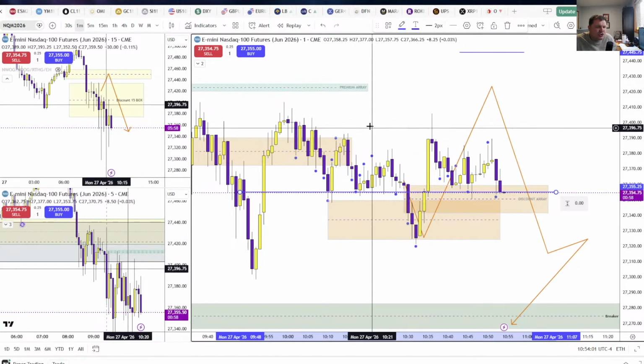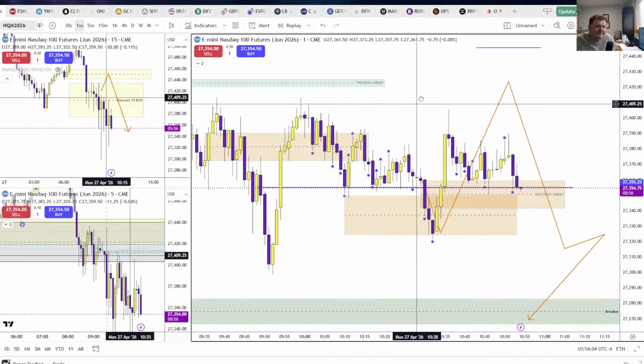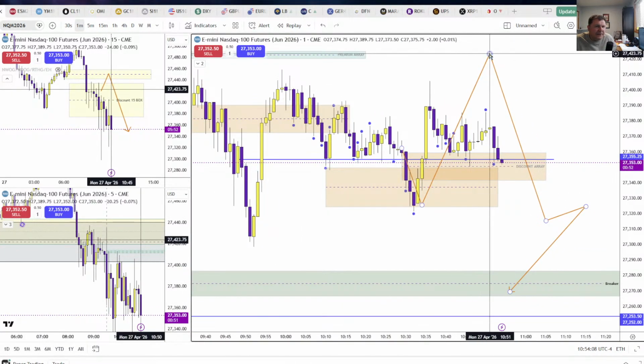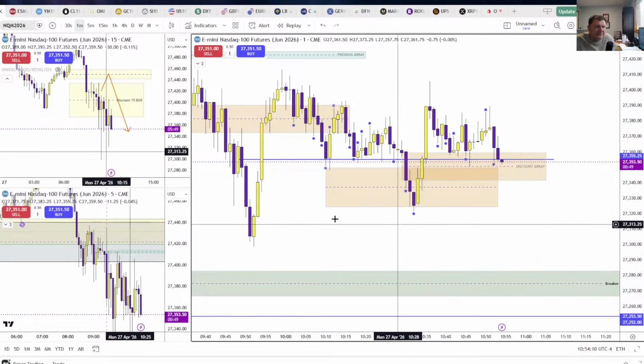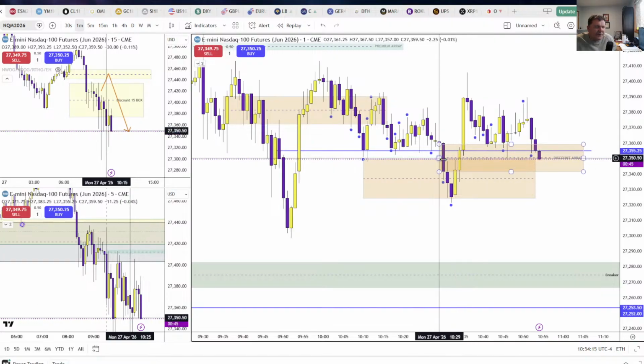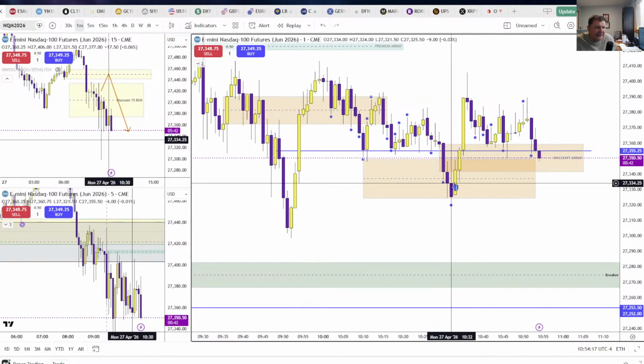This is a choppy market. I am ditching this idea. It's too choppy right now. Watching this level and this little guy down here.